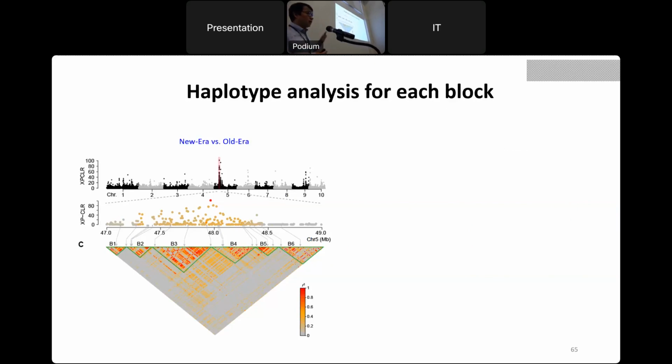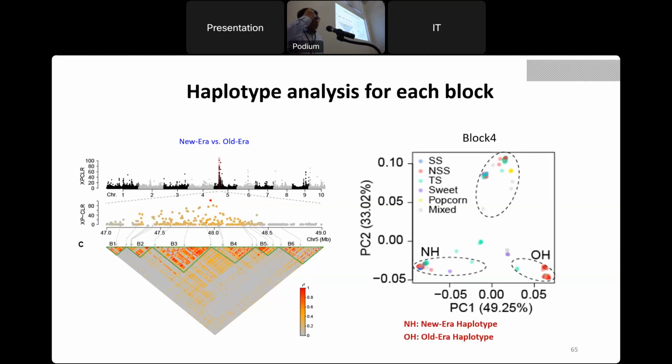We found a striking peak on chromosome 5. Breaking down this region, we found there were 6 LD blocks, namely LD block 1 through block 6. The most pronounced signal was located on block 4, right in the middle.